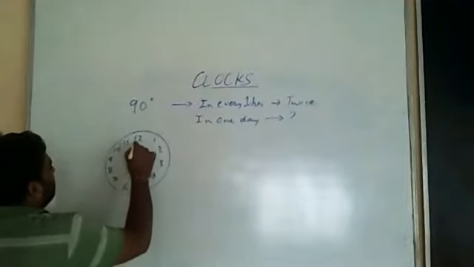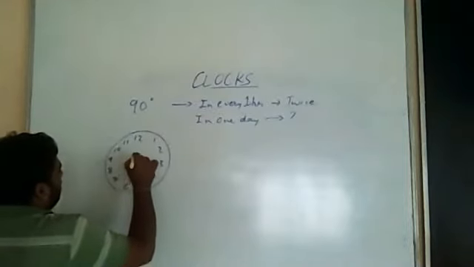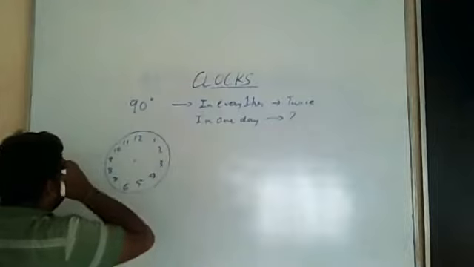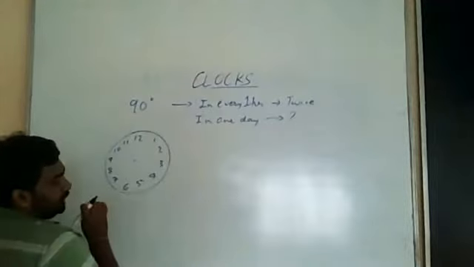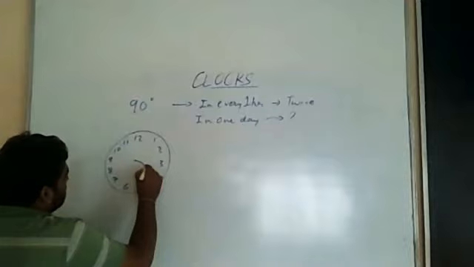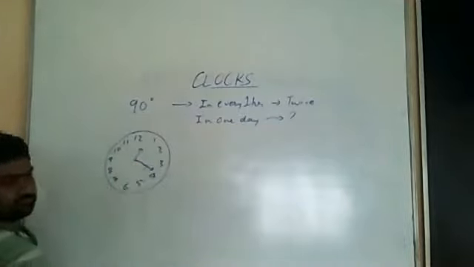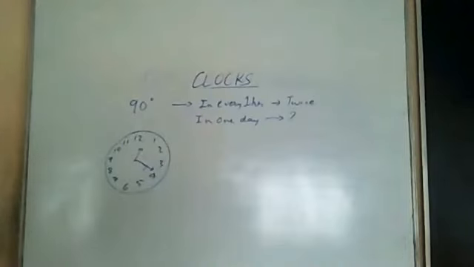Let's say 12 and 1. In between 12 and 1, it means between 12 o'clock and 1 o'clock. Somewhere here, don't you think the angle will be 90 degrees? Somewhere around 12:16, 12:17, somewhere. It will not be exactly at 12:15.